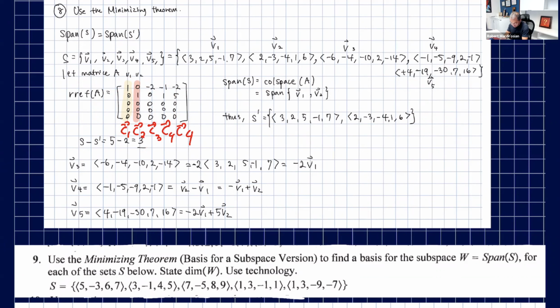For V5, let's look at it. I can multiply this by negative 2 and multiply the second one by 5. So it's going to be negative 2C1 plus 5C2, which is the same thing as negative 2V1 plus 5V2 if you go to the original set. So the RREF is going to help us find the relation between these vectors.